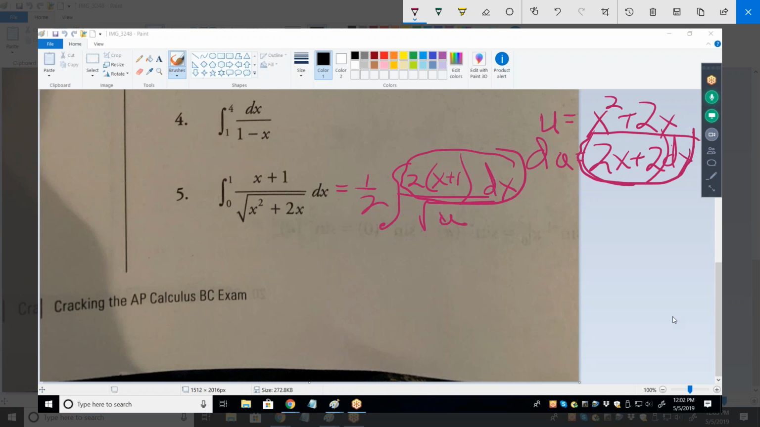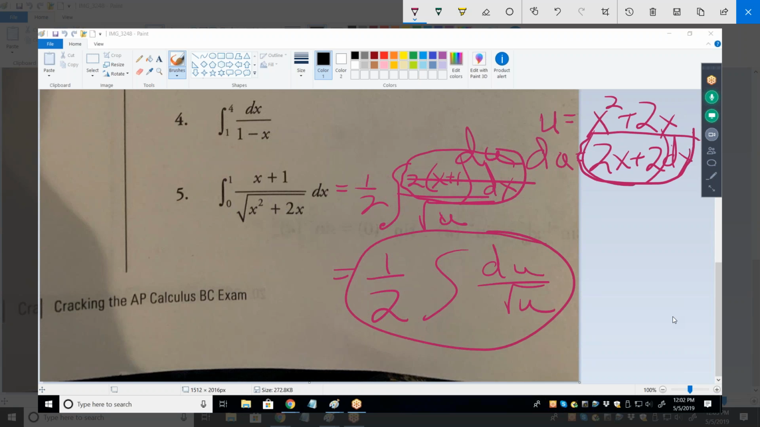And then that is what we're looking at right there. So I can change that whole thing to du. So now we have 1/2 the integral of du over square root of u. And that's pretty straightforward. Just the power rule.